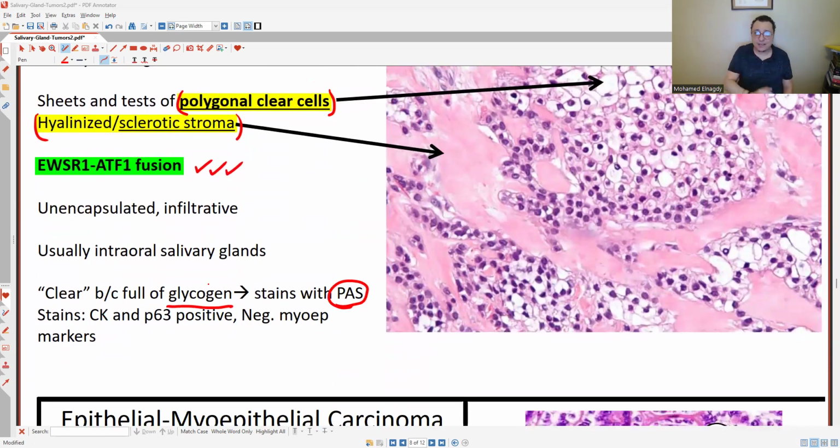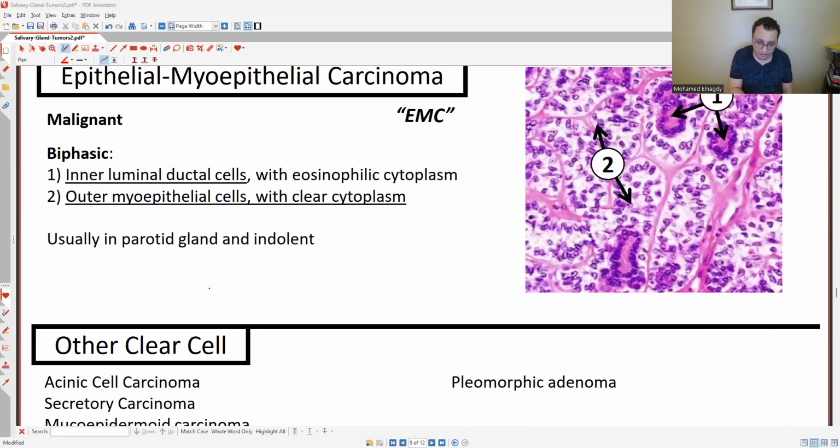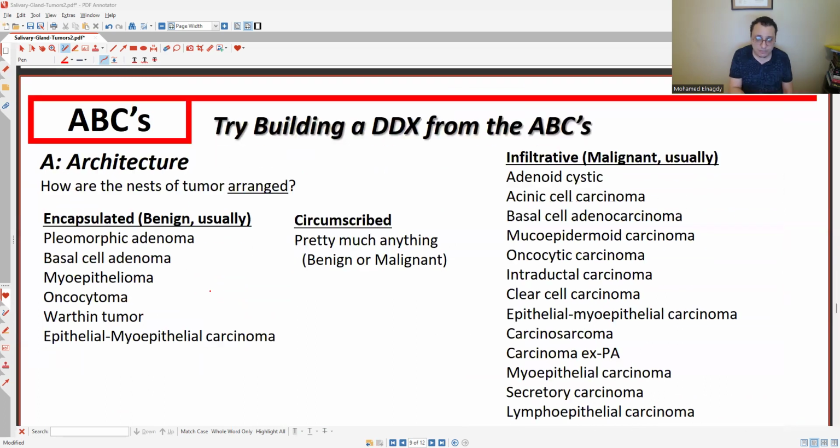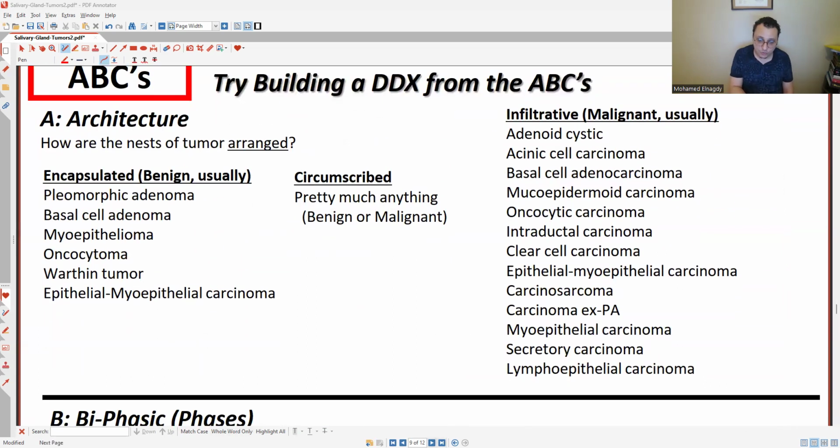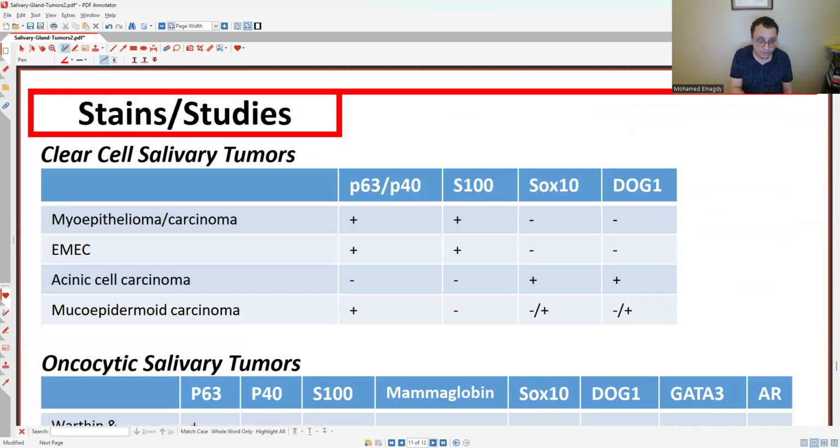Well, that's the classic polygonal clear cells with some background hyaline stroma, and it has the glycogen PAS positive filled cytoplasm. Thumbs up for the salivary gland tumors, or the common salivary gland tumors that you need to know.